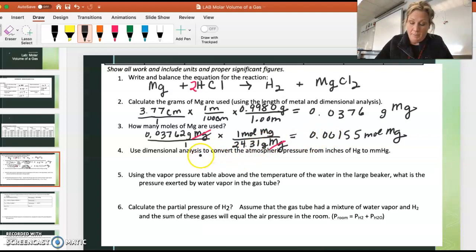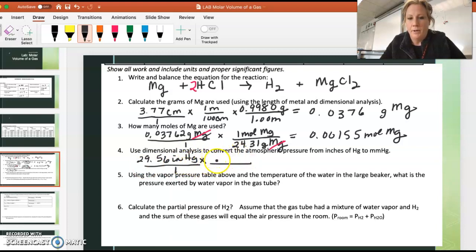The next question is, I'm going to take my atmospheric pressure and convert it from inches into millimeters of mercury. The pressure in the room when I was collecting my data was 29.56 inches of mercury, because that's what the weather apps on our phones are going to show, in inches, and we're going to convert this to millimeters of mercury. I know that there are 2.54 centimeters in an inch, and that there are 10 millimeters in a centimeter. Again, if you want to double check, the inches of mercury cancel, centimeters cancel, and we end up with millimeters. When I do that, I get 750.8 millimeters of mercury.